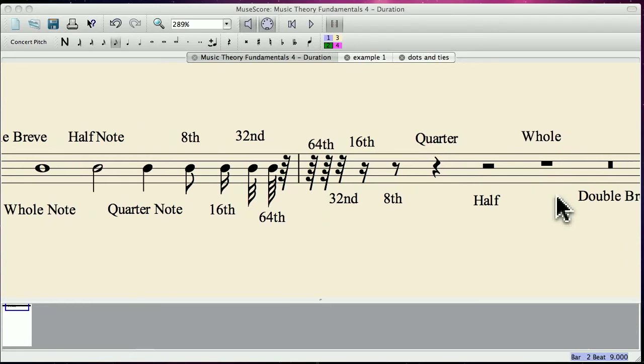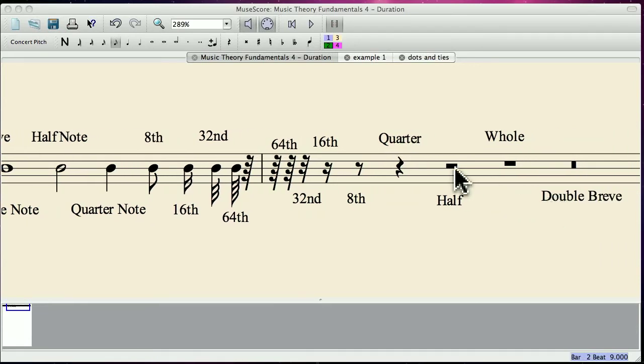These are somewhat similar, and a good trick to remembering is that a half rest looks like a hat. It sits on the middle line and it looks like a hat, okay? And a whole rest sits on the line above the middle line and it looks like a hole in the ground. So we have the whole rest, which looks like a hole, and the half rest, which looks like a hat. So there's a little mnemonic to help you. And then this is what the double breve rest looks like.